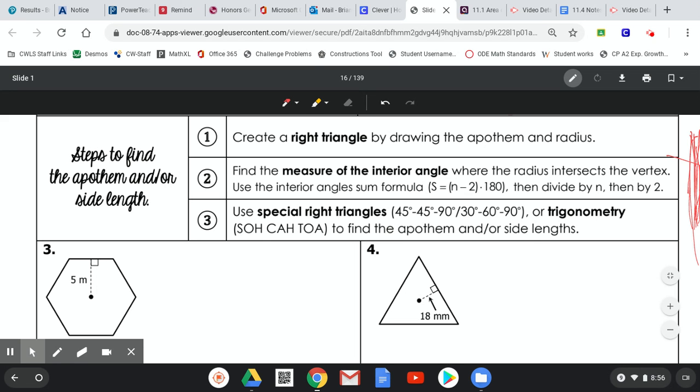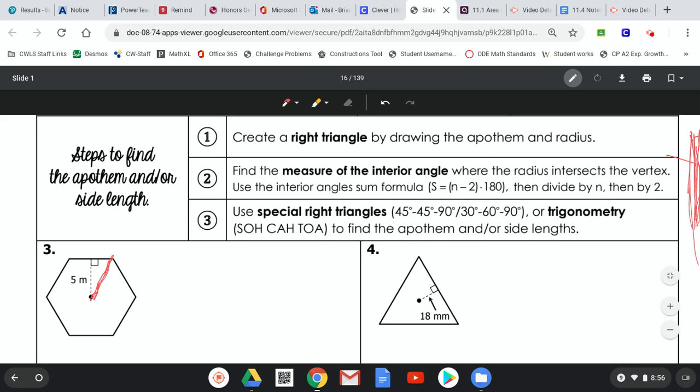To do this, they have a little 3 steps for us. Looking at number 3, we're going to create a right triangle by drawing the apothem and the radius. So here we have apothem, go to radius, and we have our right triangle there. Then we have to find the measure of the interior angle where the radius intersects the vertex.